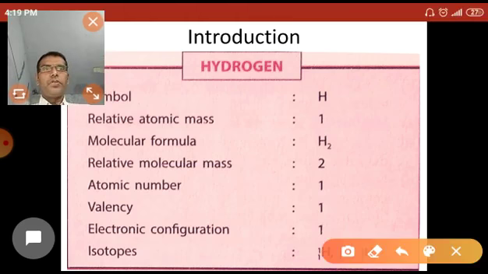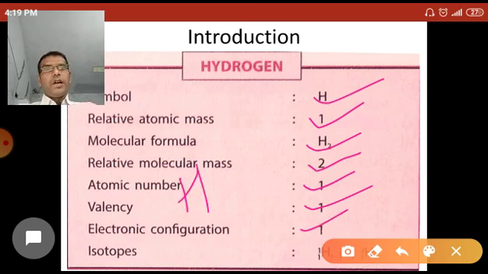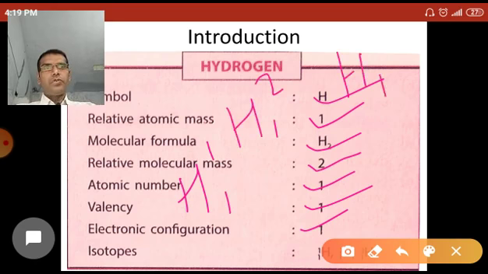The symbol of hydrogen is H. The relative atomic mass of hydrogen is 1. Molecular formula of hydrogen is H2, and relative molecular mass of hydrogen is 2. Atomic number is 1. Valency is 1. Electronic configuration of hydrogen is 1. And there are 3 isotopes of hydrogen: hydrogen 1 and 1, hydrogen 1 and 2 (deuterium), hydrogen 1 and 3.